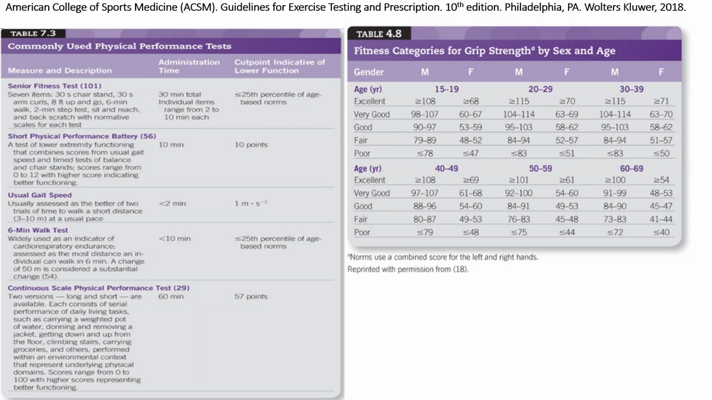cut points. You can also see that on the right-hand side, there's a newer table now for combined grip strength, for assessing grip strength and then putting that into relevance for overall health and for determining robustness, whether someone has a robust profile or whether they're more of a frail constitution.